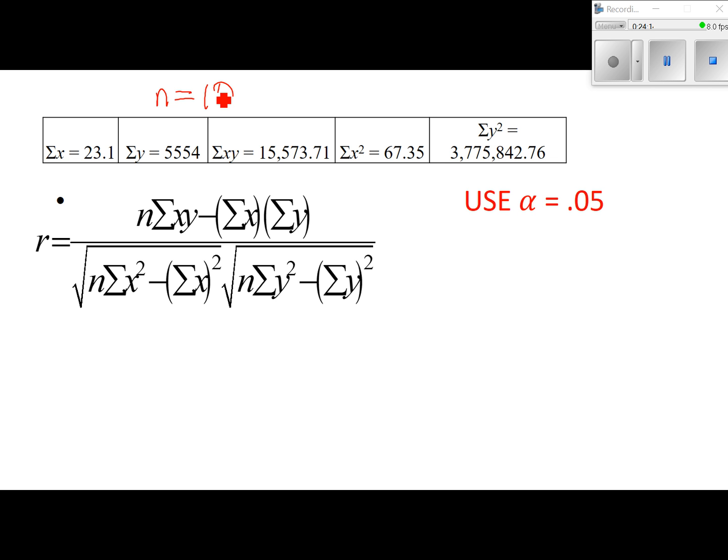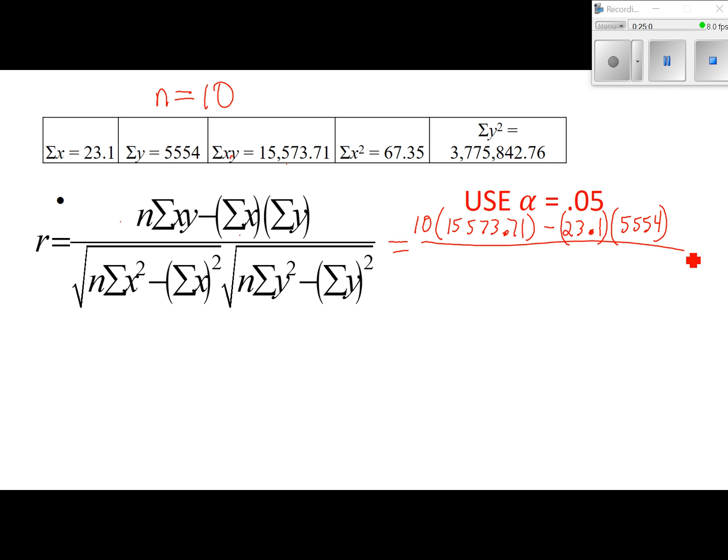And all we're going to do is take all these numbers and plug them into all this. So on top, usually I do the top first. On top we have 10 times the sum of all the X's times Y's, that's 15,573.71, minus the sum of all the X's, which is 23.1, times the sum of all the Y's, which is 5,554. So that's all on top.